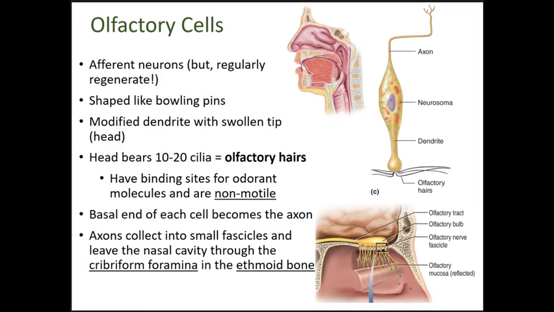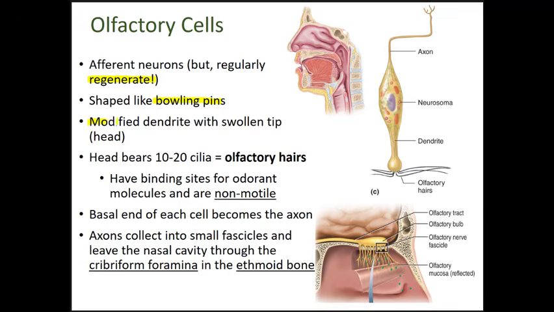So olfactory cells, as we've already talked about, are afferent neurons. And the great thing about these types of neurons is that they have the ability to regularly regenerate compared to other types of neurons in the body that we've said cannot. And they take on this unique shape, the olfactory cells that is, where they look like a bowling pin. And you can see that in this image here. It looks like an upside down bowling pin.